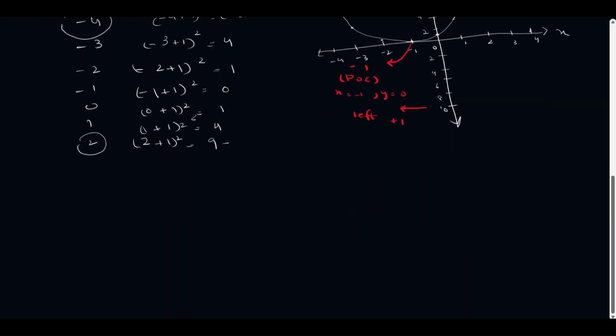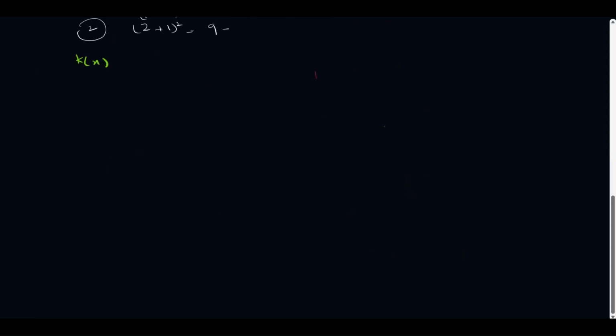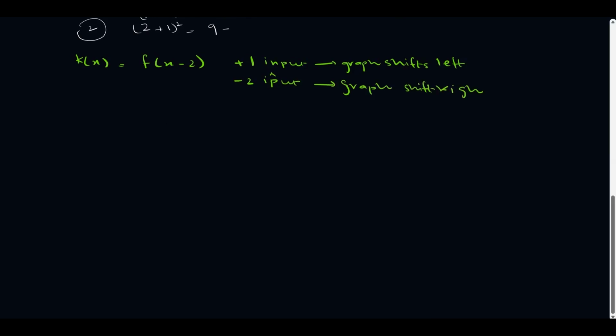And now, what do you think would be the result of another graph that we plot, which is k(x), where k(x) is f(x-2)? What do you think? So we saw that when we were adding +1 to the input, the graph was shifting left. And now if we do -2 into the input, we think that the graph would shift to the right. And this is called a horizontal shift.